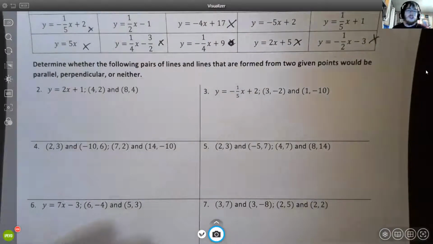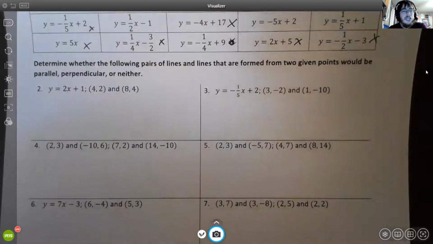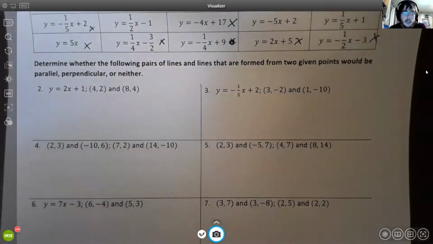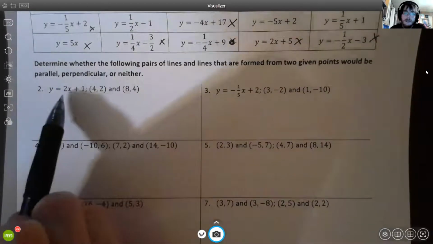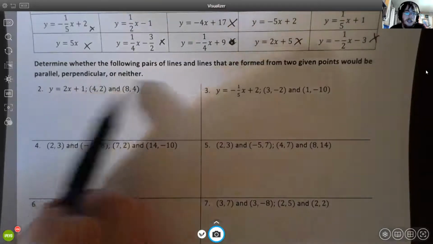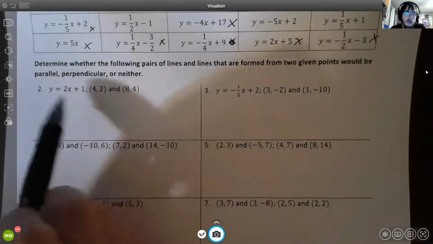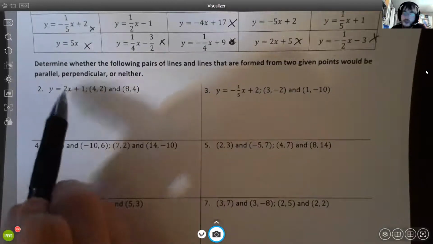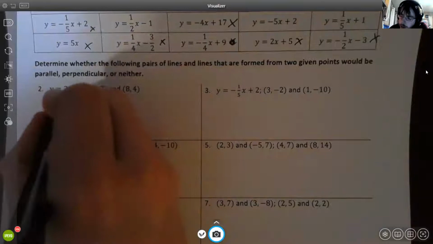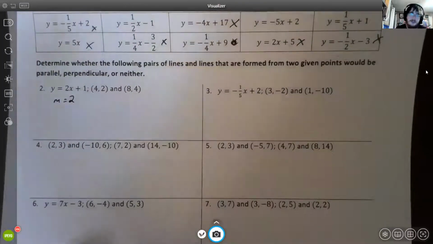We have y equals 2x plus 1 and the points (4, 2) and (8, 4). So what we need to do here is determine the slope of both of these lines. So the first one's easy. It's already in slope-intercept form. So we take that 2, and that's our slope. So the first slope is m equals 2.